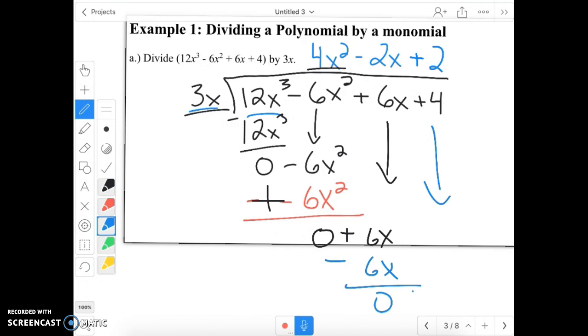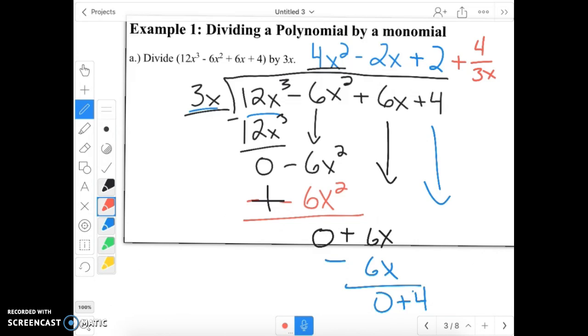Bring down our 4, so plus 4, and 3x does not go into just 4, so this 4 is our remainder. So the way that we would write this, as I said before, is we would say plus 4 out of 3x. So this would be our answer if we're dividing this polynomial by the monomial, 3x.